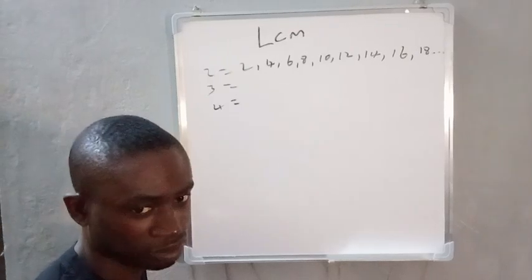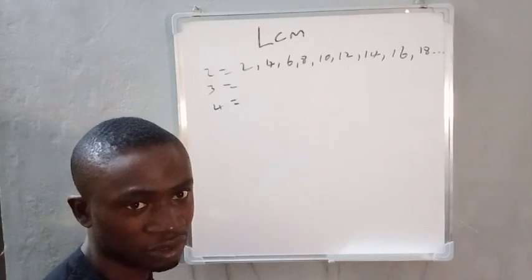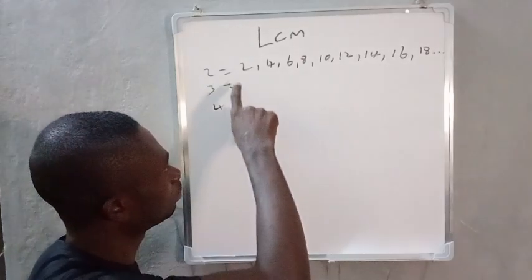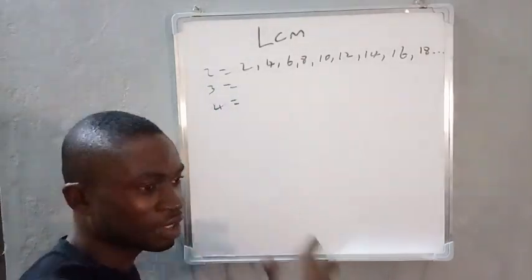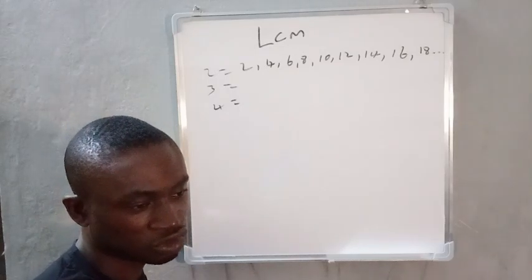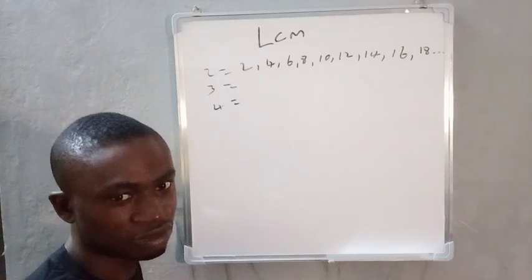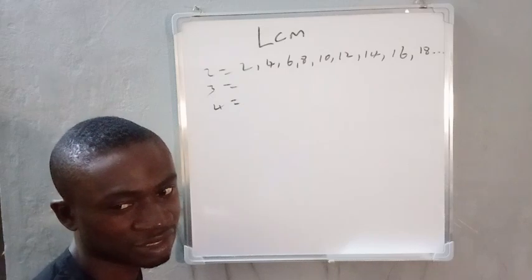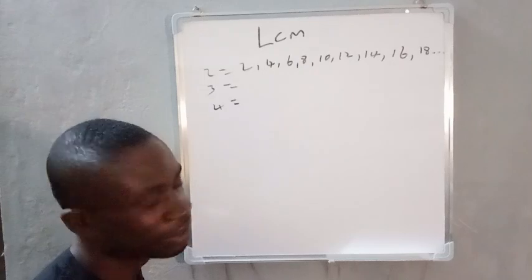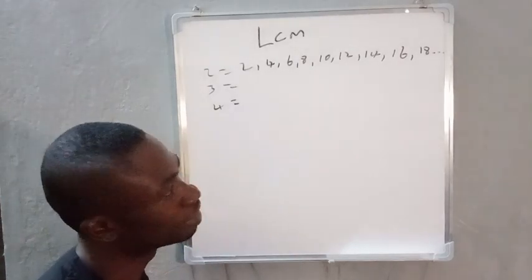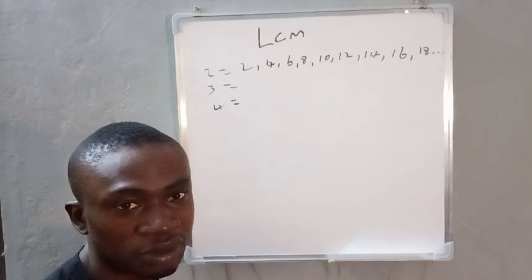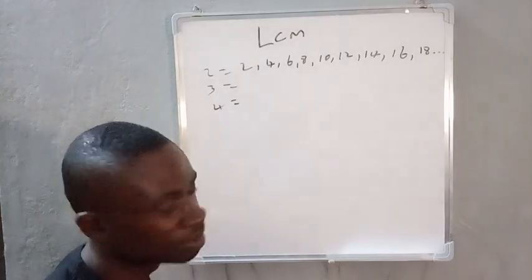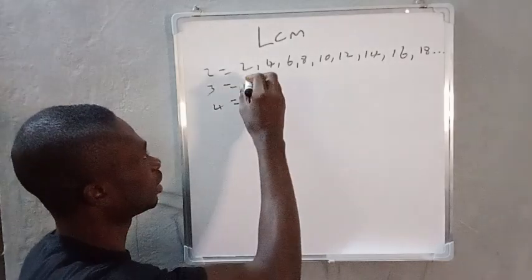This is different from factors. When you check the video on HCF, you know the difference. When you are growing up, maybe in nursery or primary school, they say 2 times 1, 2, 2 times 2, 4, 2 times 3, 6, 2 times 4, 8, 2 times 5, 10, 2 times 6, 12. That is what is called multiples. You get it?